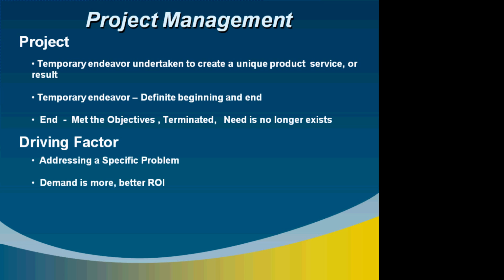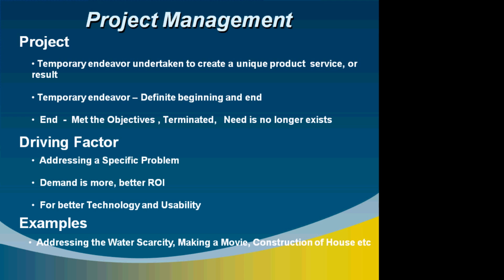The third one is for better technology and usability. What does it mean? Like upgrading the software or changing from one technology to another, or a better user experience of the project. For example, addressing water scarcity: this is to address a specific problem. Making a movie, mostly for entertainment. Construction of houses or apartments, mostly on a demand basis. And a software version upgrade, creating a specific product or tools for better usability.